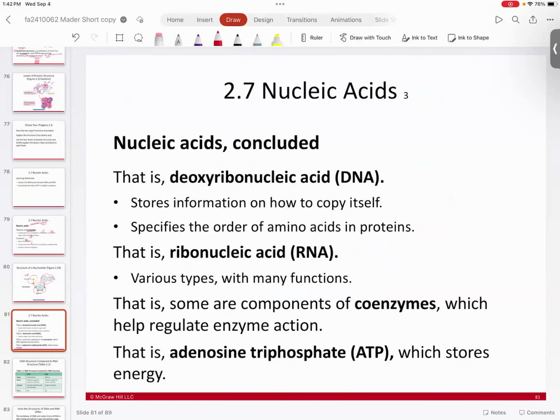Okay, so there are two main types of nucleic acids that we see. The first one is DNA, deoxyribonucleic acid.